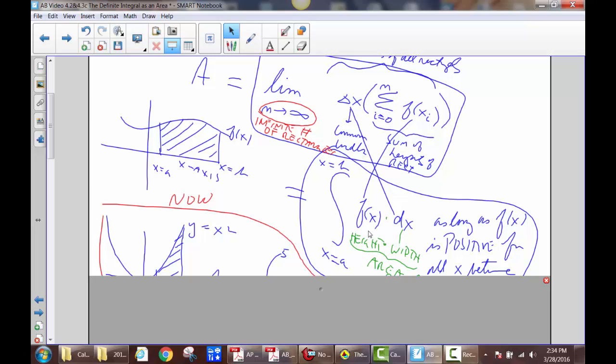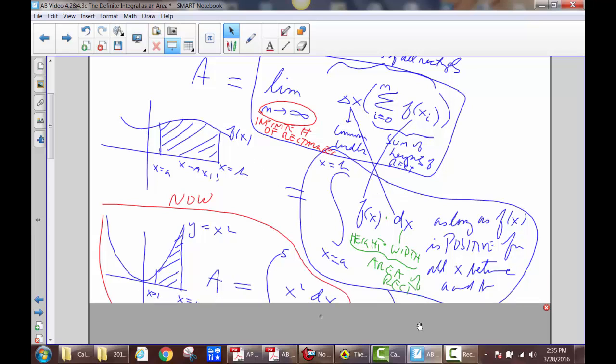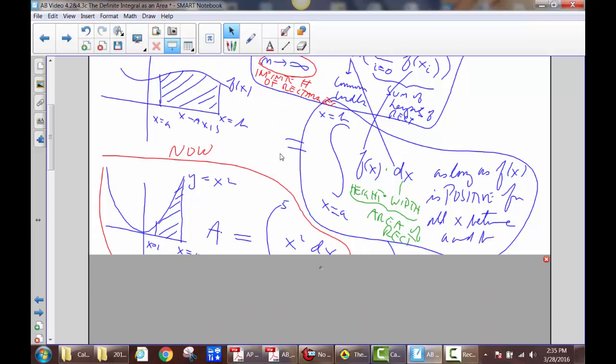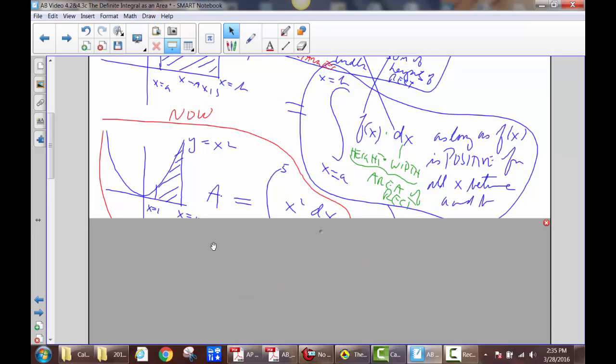And the heights, of course, are going to be different depending on where you are. Here, the height is not as high. Here, it's very high. Here, it's a lot lower. But what you're doing is adding up all those rectangles. Now, it is equal to this as long as your function f of x is positive for all x between a and b. In other words, the graph has to be above the x-axis for this integral to be the area. Okay, so this is very simple.